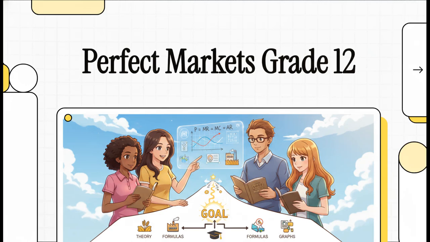Welcome back, focused learners. If you're currently gearing up for your Grade 12 National Senior Certificate Economics exam, you're in the right place. Today, our one and only goal is to help you totally master Chapter 6, The Dynamics of Perfect Markets. We're going to take all that dense theory, the formulas, and yes, those tricky graphs, and break them down into something that actually makes sense.